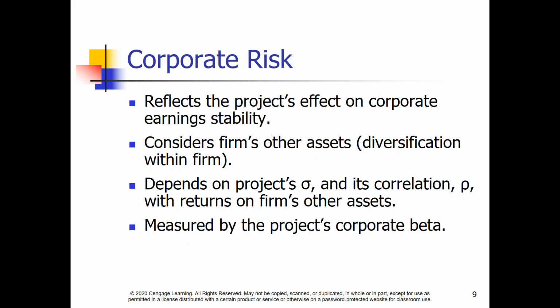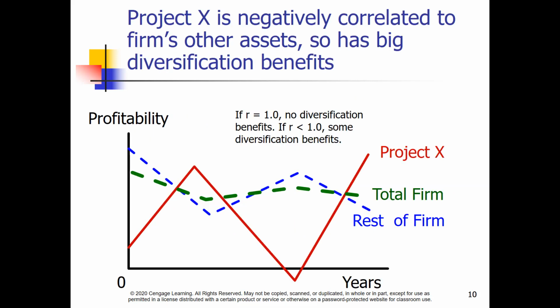The second type of risk is corporate risk, how the project fits in the firm. Corporate risk considers the firm's other assets. Are there diversification benefits from pursuing this investment? As an example, the blue dashed line is the firm without the project. The red line is the project, which looks pretty risky, but look at its effect on the overall firm, the green dashed line. As with a stock portfolio, adding investments that are not perfectly correlated with the rest of the firm reduces the firm's overall risk.